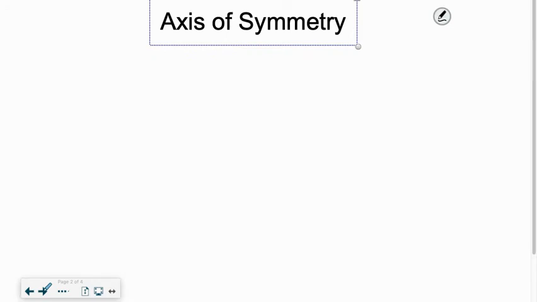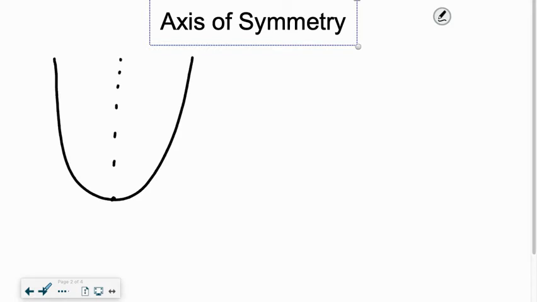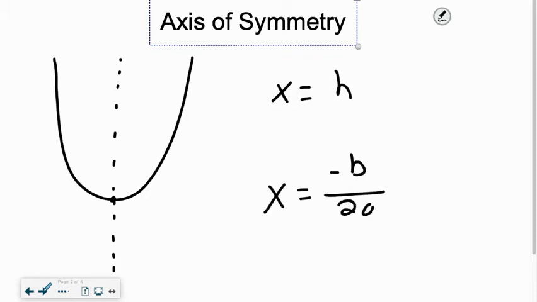The axis of symmetry. A couple ways to find that with a parabola. The axis of symmetry is the equation or the line that cuts through the vertex. So it's x equals h if you're in vertex form, or another way to find it is x equals the opposite of b over 2a. You plug in your a and b values from standard form, and you will get the equation of the axis of symmetry.